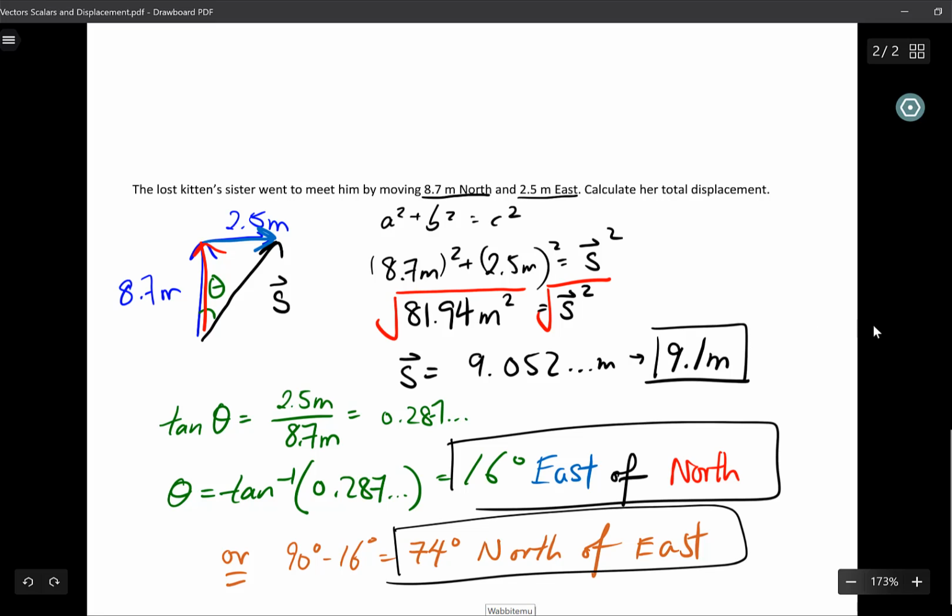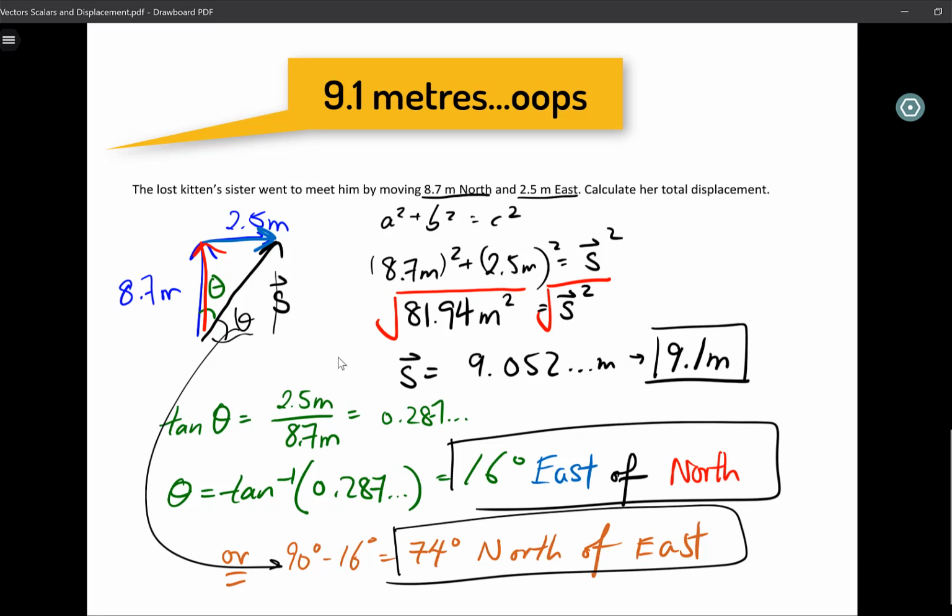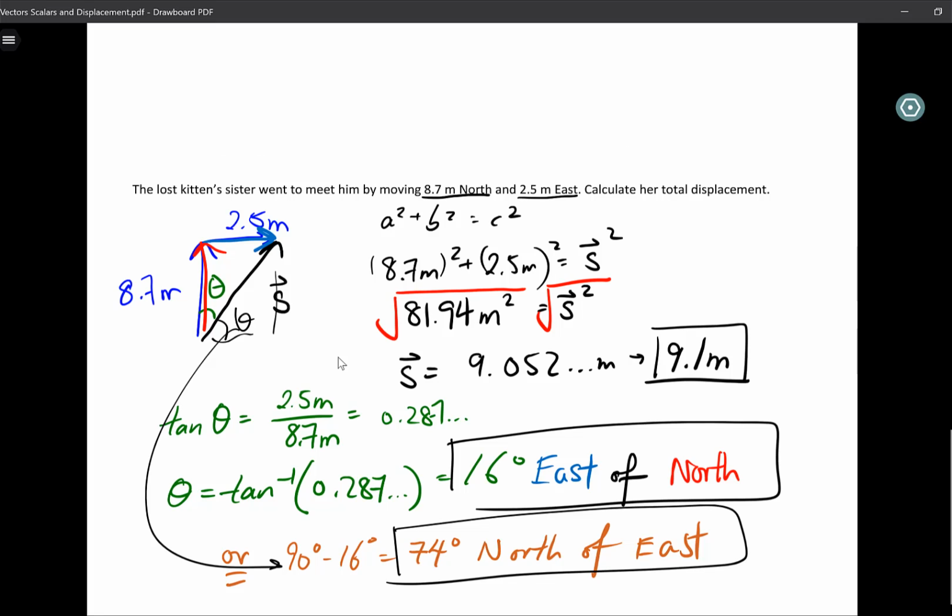Alright, so here we have it. Here are our two potential answers if you did the triangle in the opposite direction, or the other angle, which is this triangle over here with this angle down over here. Okay, so 8.1 meters, 16 degrees east of north, again using that language where we reverse the directions, and then 74 degrees north of east if you're using the complementary angle.